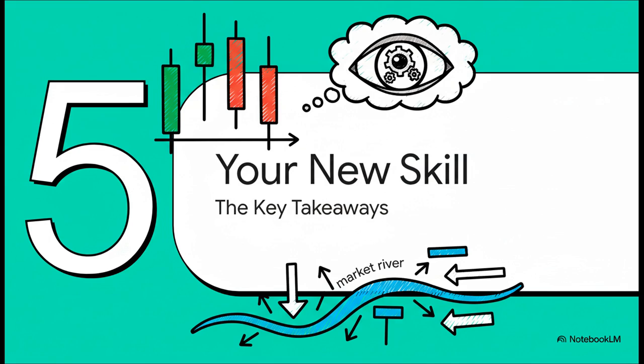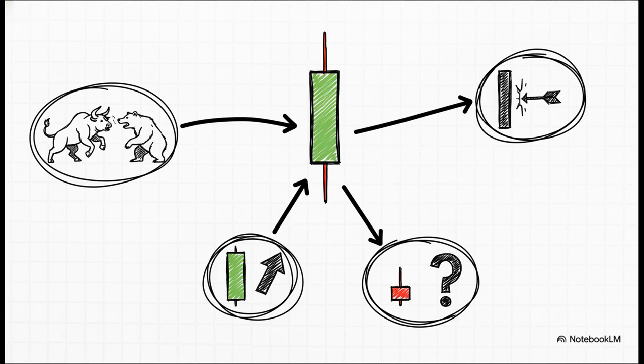Let's do a quick recap of what this new decoding skill actually lets you see when you look at a chart now. So remember this. Every single candle is a battle. The shape is the story of that fight. Long bodies, that's strong conviction. One side is clearly winning. Short bodies, that's indecision, a sign that things might be about to change. And the wicks? Never forget the wicks. They show you exactly where the price was tested and then flat out rejected. They're like little clues about the future.